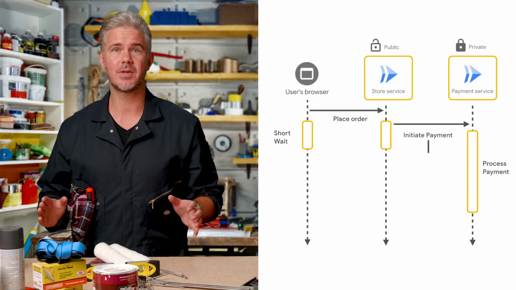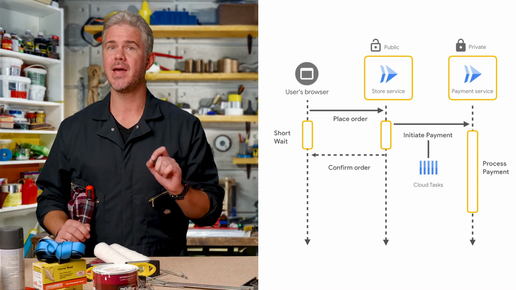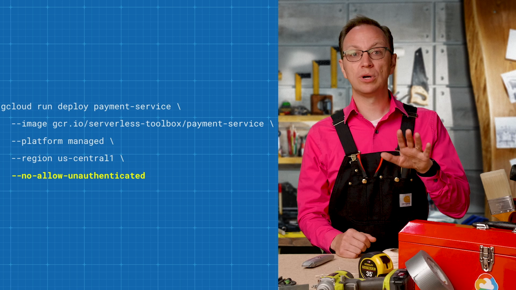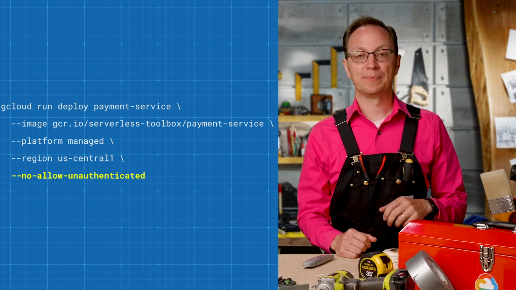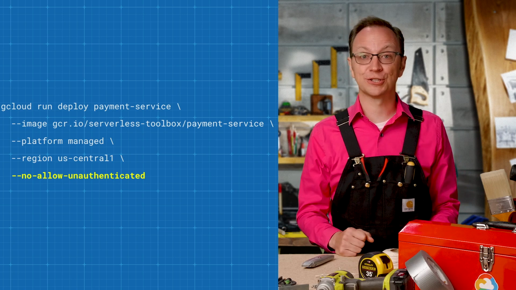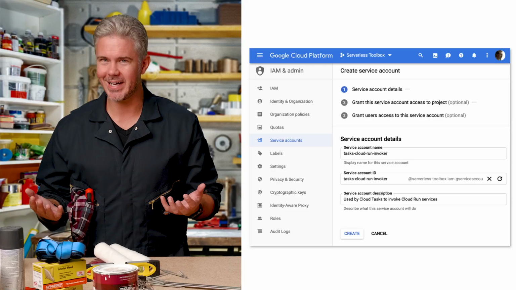Daria's proof of concept code works great, but the payment service should be private. Daria deploys it with a no allow unauthenticated option. Now the payment service can't be called by unauthenticated users. But the store service can't call it either.